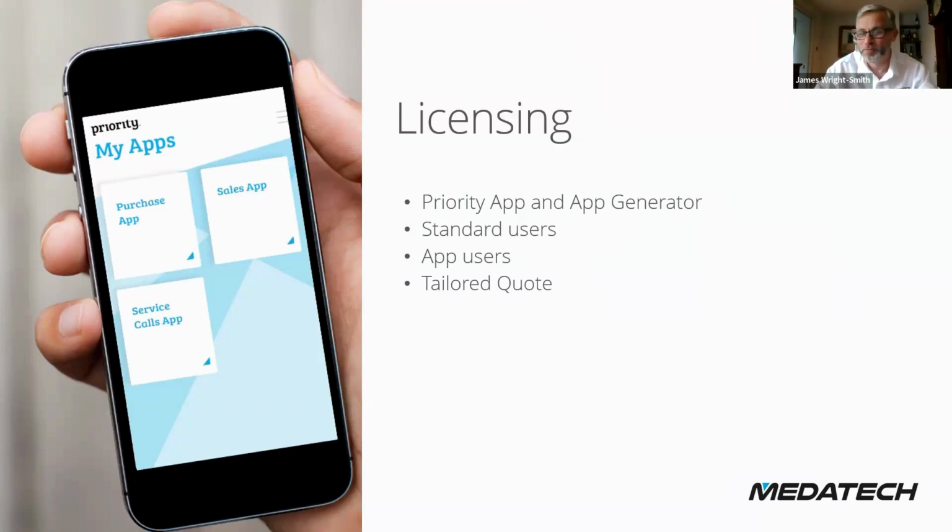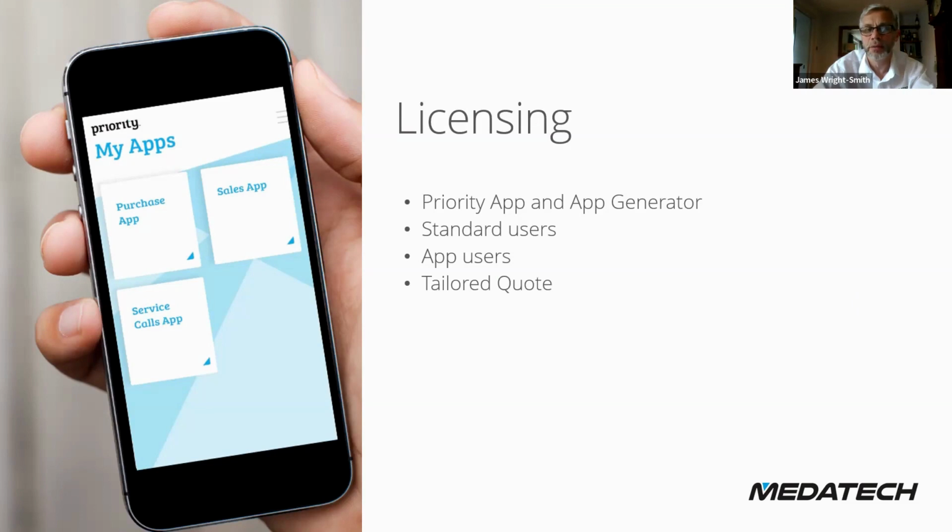Thank you for that, Christine. I'm just going to talk about licensing, as Christine mentioned. There's a fee for the Priority mobile and app generator. It's only a couple of £100 currently. And what that does is give access to all your standard users to the Priority mobile app. So all your full users will have access to the software. What you could do is buy it and start creating your own apps straight away and give those to your standard users. Test it, see how you get on with it.